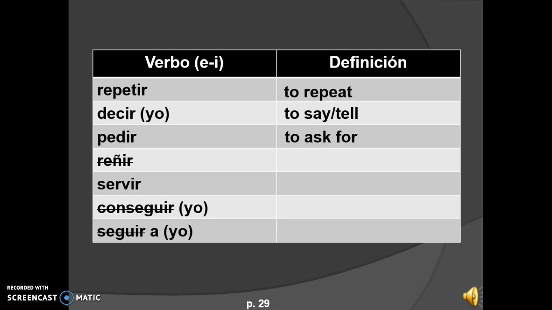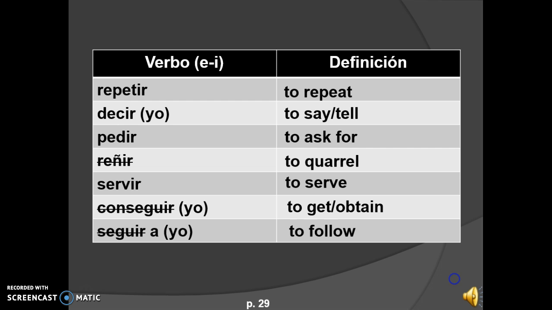And I always just think of if you're out to dinner with your sweetheart, you might say, will you pay, dear? You're asking for them to pay. Reñir means to quarrel. Draw a thin line through that. You just won't really use that word very much even in English, so we're not going to worry about it in Spanish. Servir, cognate, looks like to serve. Conseguir means to get or to obtain, and draw a thin line through it. We'll study that with irregular verbs a little bit more often. And to follow, seguir, also draw a thin line through it. We will study that verb more when we get to the irregular verb unit.